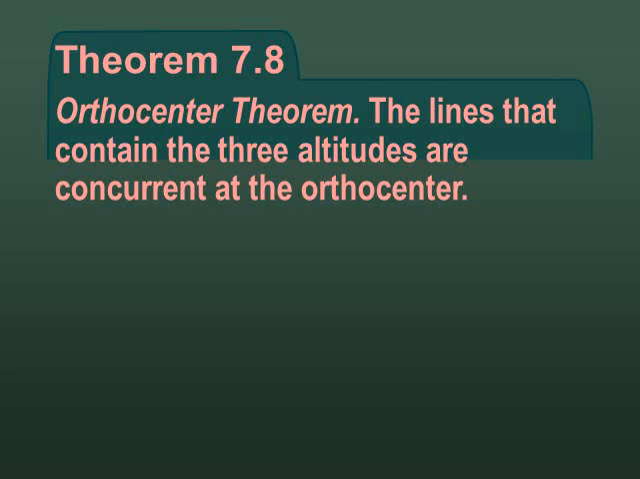Okay, so now we get to move on to the orthocenter. The lines that contain the 3 altitudes are concurrent at the orthocenter. Okay, so concurrent means, right, they meet there, they intersect at one point.